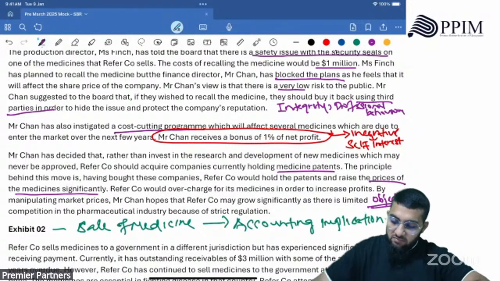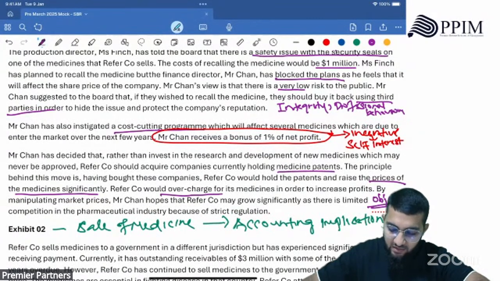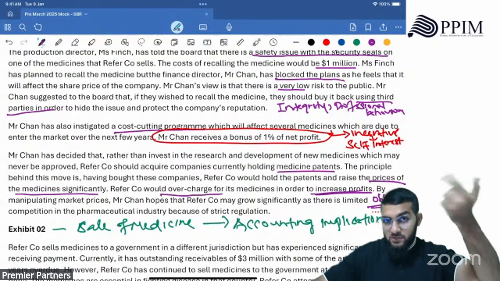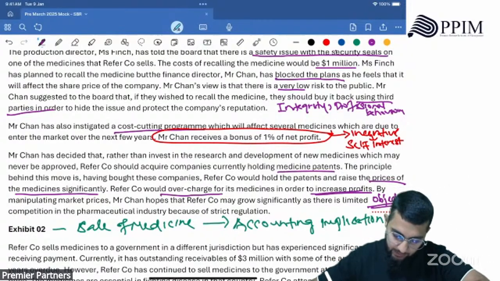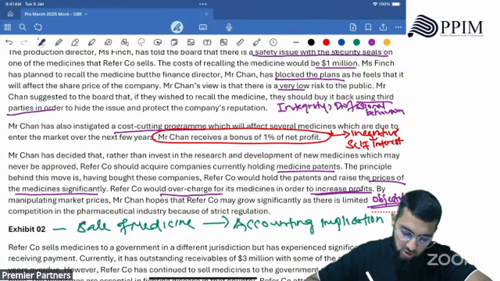Right? There is an objectivity issue because he is very biased and the motive is very unclean. Referco would overcharge for its medications in order to increase profits. Increasing profits is a target. Again, self-interest is what is getting him to do all of this. By manipulating market prices, Mr. Chan hopes that Referco may grow significantly as there is limited competition in the pharmaceutical industry because of strict regulation.